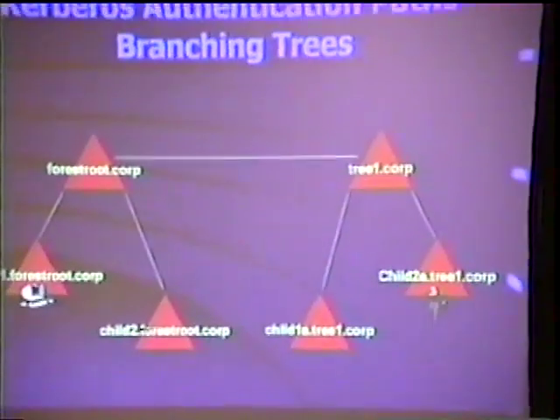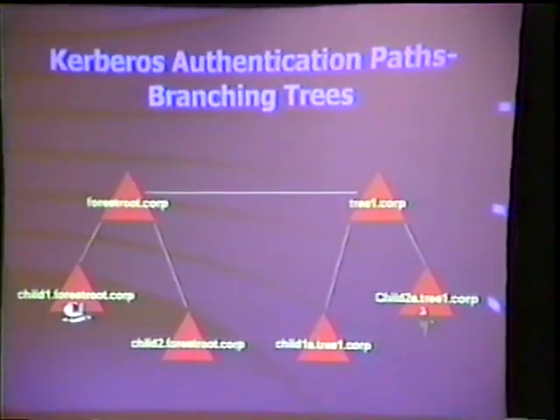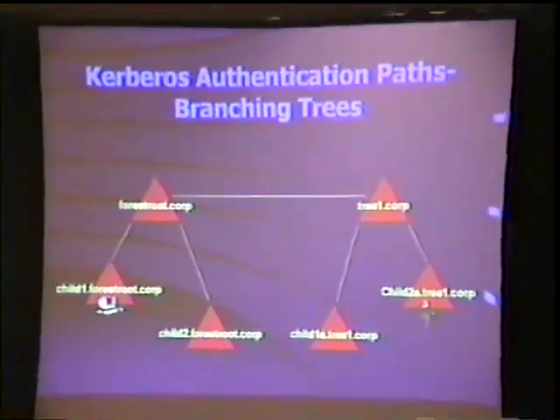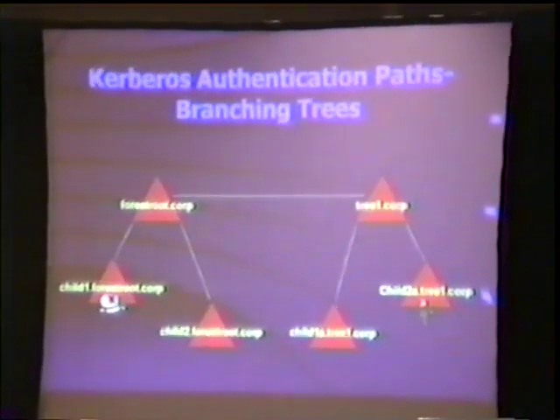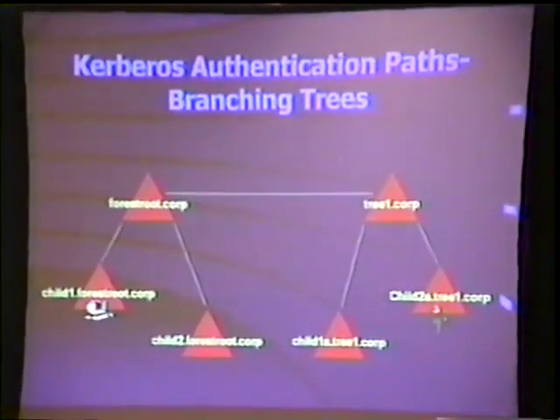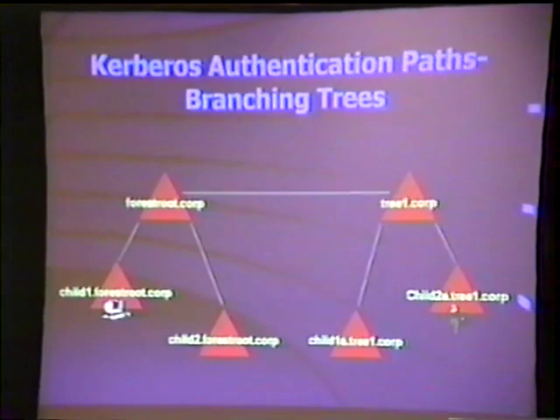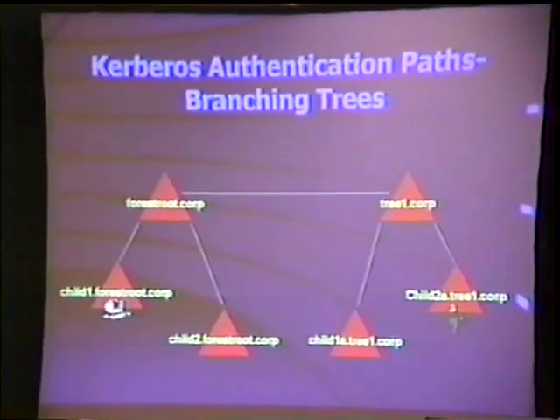So each of these domains has two child domains, child1.forestroot.corp, child2.forestroot.corp, and child1a.tree1.corp, child2a.tree1.corp. This is one of my least favorite things about parent-child relationships, these long, ugly namespaces. And you also have to be aware of what the NetBIOS name of the domain is going to be, and make sure that's not duplicated. That can be problematic.